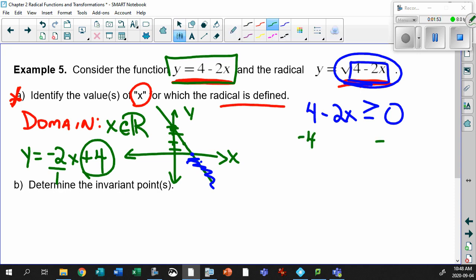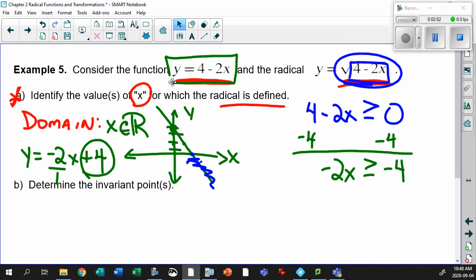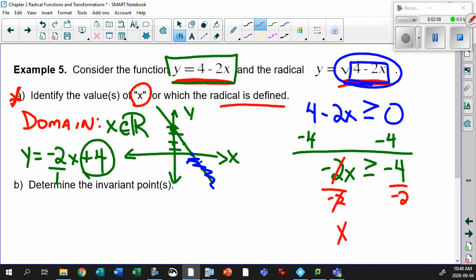Subtract 4 from both sides. Yippee skippy. You got minus 2x greater than or equal to negative 4. And now you divide. Now that's the trick. When you divide by negative 2, look what happens. That cancels out. That becomes an x, but negative 4 divided by negative 2, if you think about it, is just plain old positive 2. But here's the other important thing. When you divide or multiply by a negative, the inequality has to be flipped.